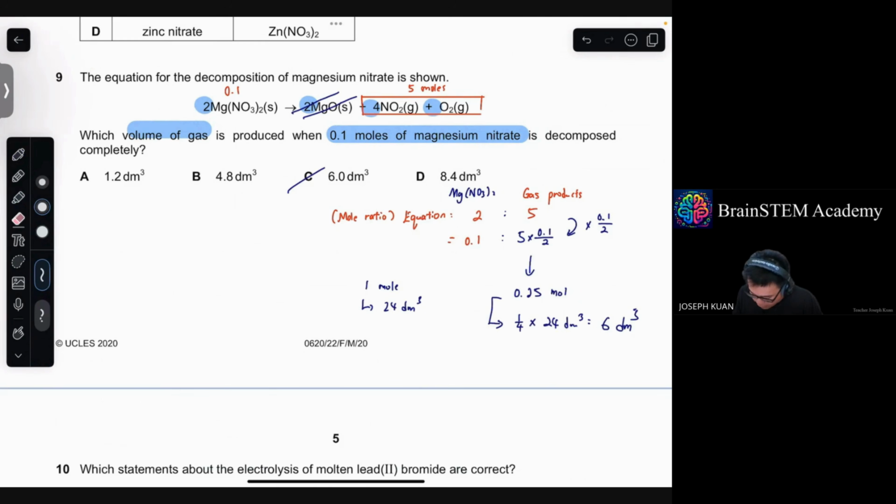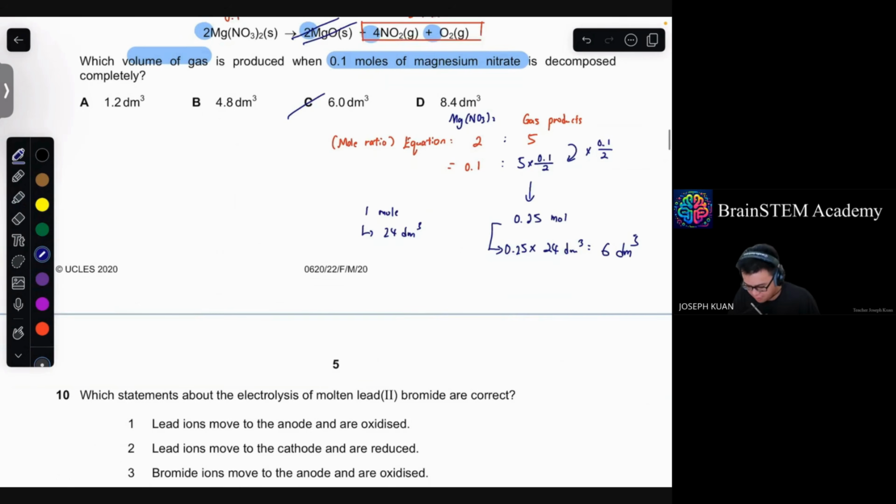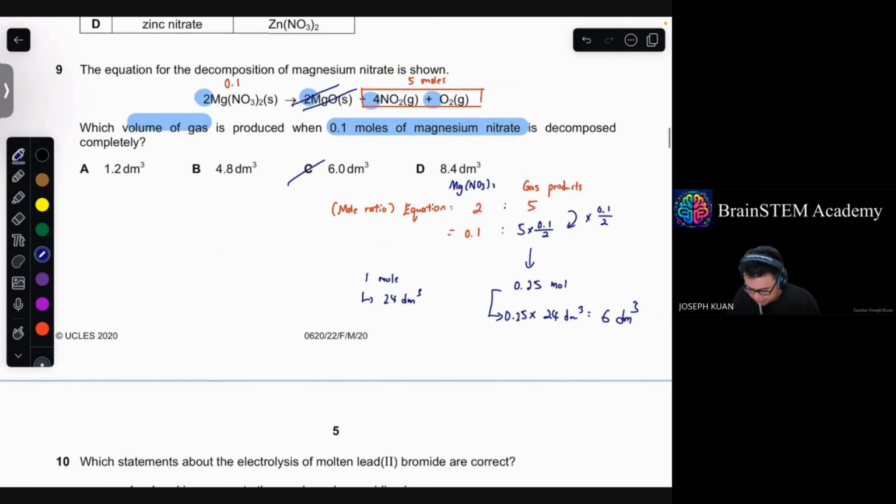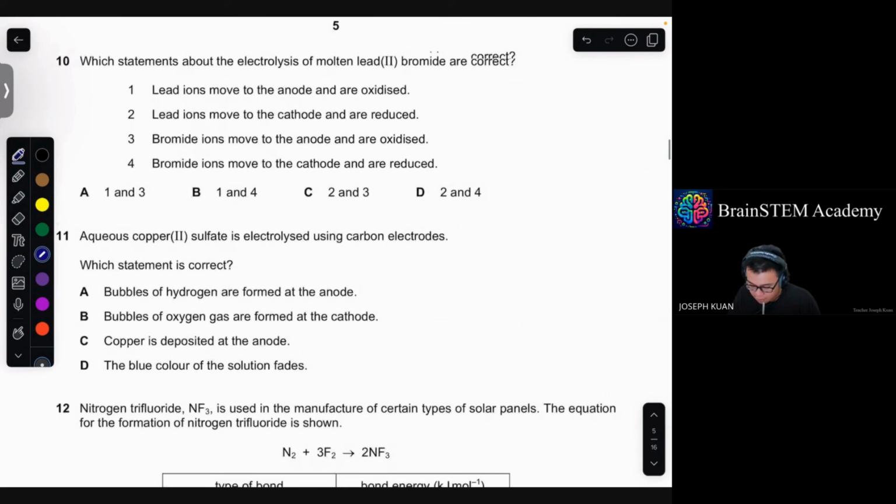When I say a quarter, it actually means 0.25. In order not to confuse you, let me just use 0.25 instead of saying quarter. So it's 6 dm cube. The answer is C. Moving on to number 10.